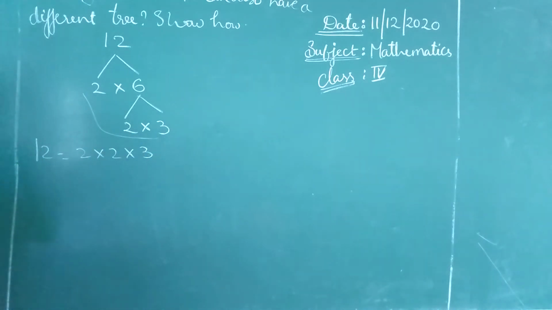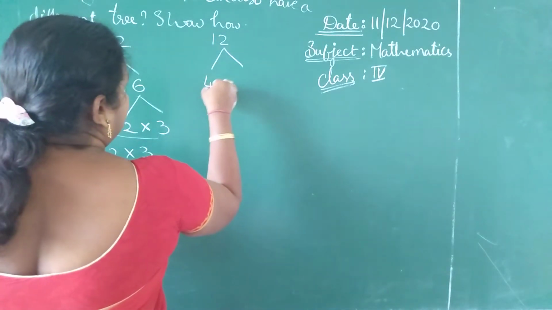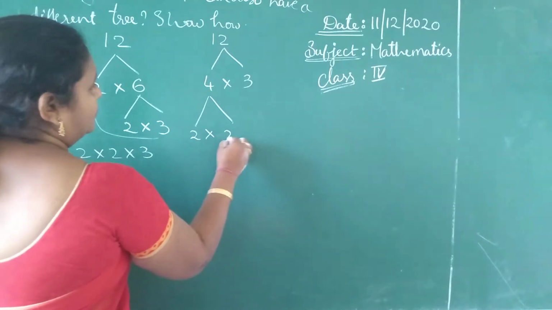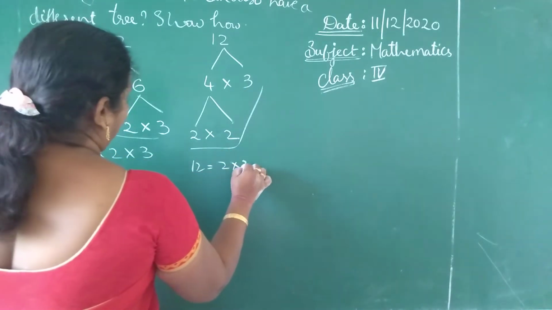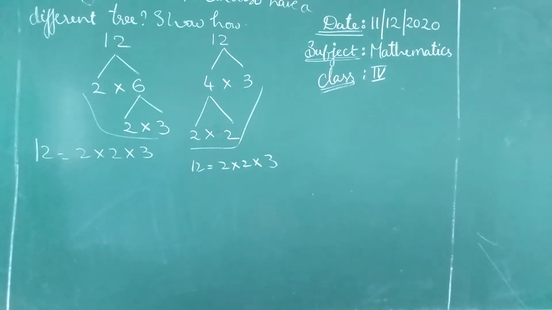One more way we can write 12 as a factor tree. Children, 12 can be written as 4 into 3. 4 can be written as 2 into 2. So simply you can write 12 equals 2 into 2 into 3. In both ways we get the same result. Okay, see the next one, the second one.